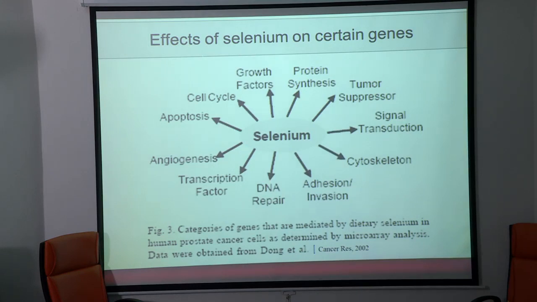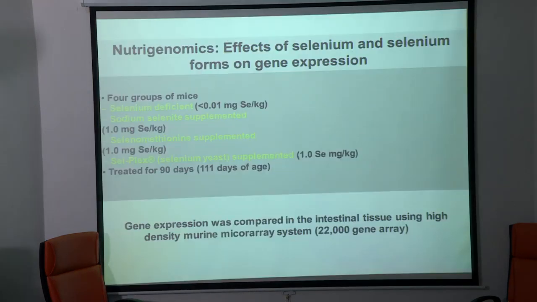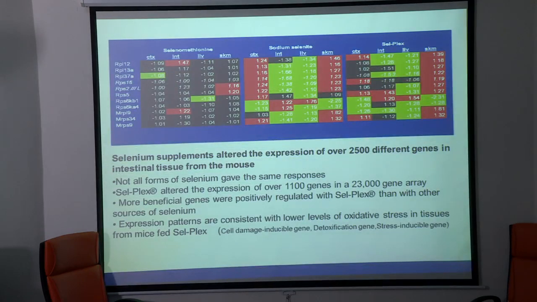Similarly, there are studies on the effects of selenium on certain genes. Here are the number of things which selenium impacts upon, and they have done studies with 4 groups of mice. They've given one group selenium deficiency, then different kinds of salts in which sodium selenate or selenomethionine or Selplex were given, and the gene expression was compared in the intestinal tissue using a microarray system. And what they observed was that Selplex altered the expression of 110 genes as compared to the other salts which were given. And the expression pattern was consistent with the low levels of oxidative stress in the tissue.